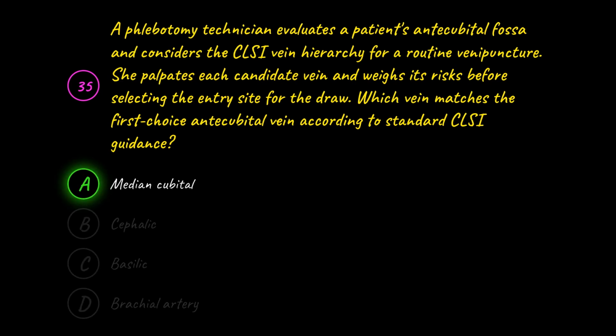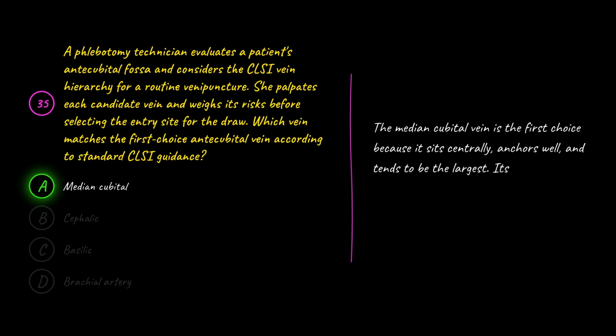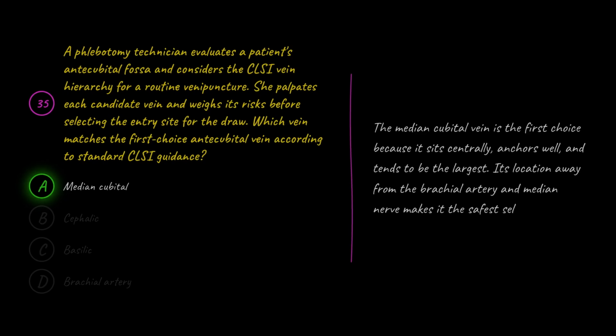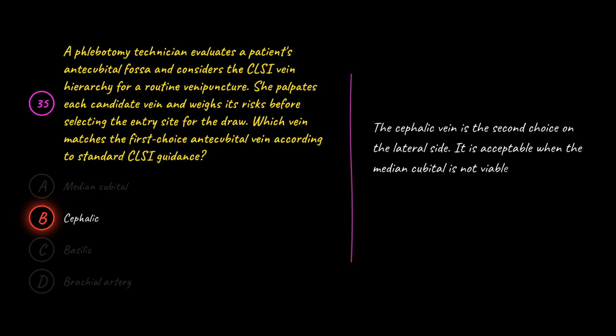Median cubital. A is correct because the median cubital vein is the first choice because it sits centrally and tends to be the largest. Its location away from the brachial artery and median nerve makes it the safest selection in routine practice. B is wrong because the cephalic vein is the second choice on the lateral side. It is acceptable when the median cubital is not viable, but its tendency to roll makes it less ideal as the routine first-line selection.